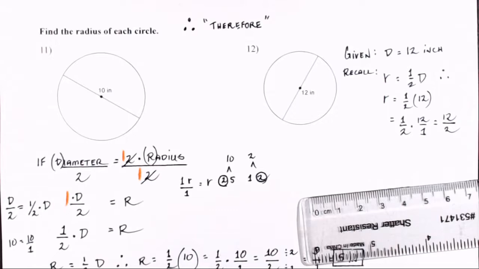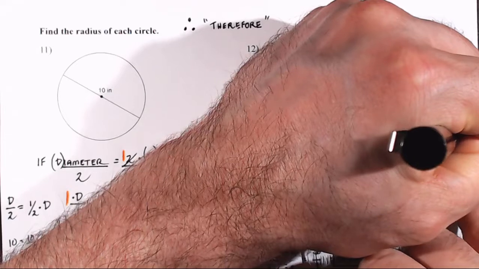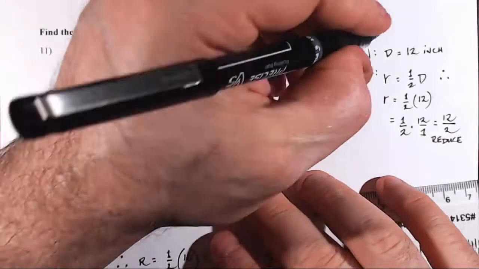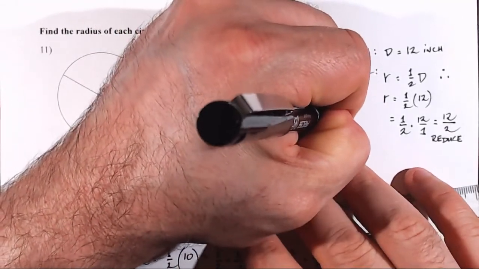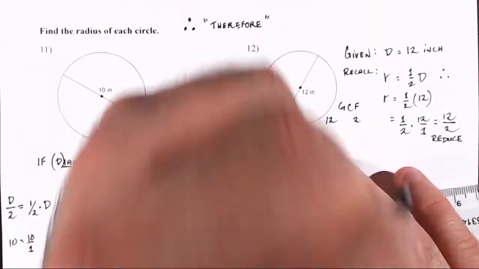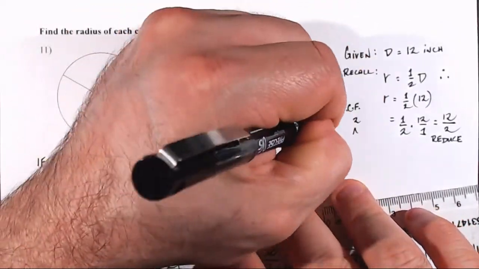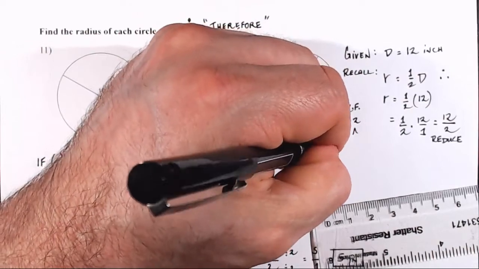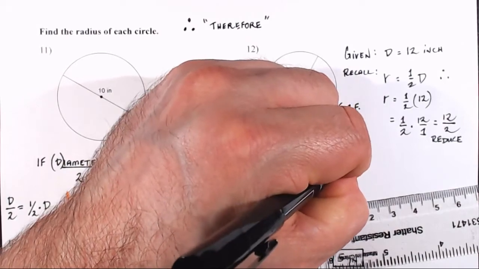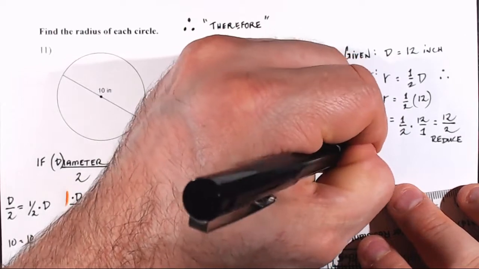Now again, we have to reduce the fraction. So remember to reduce. Now in this problem, it's really obvious how to reduce. But in other problems, it won't be obvious. So I'm going to go ahead and show how to find the greatest common factor of 12 and 2. And the way you do it is you say, well, 2 times 6 is 12, and you can break 6 down into 2 times 3. And then for the greatest common factor of 2, we've got 1 times 2.